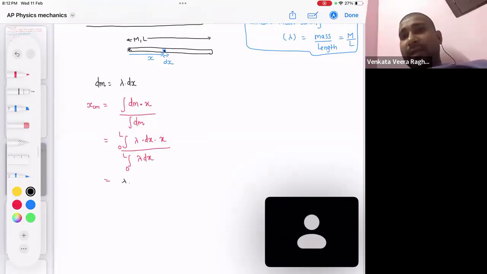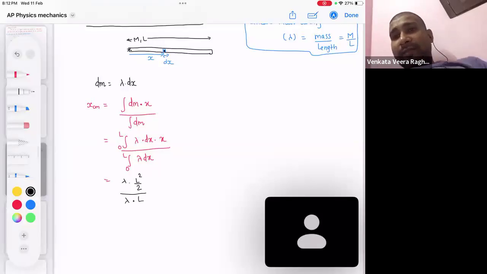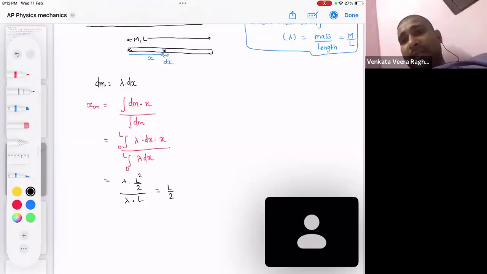X dx integration, x square by 2. Denominator again, lambda will come outside, dx integration, x will come, and if we keep the limit, L will come. So after simplifying, what are we getting? L by 2 we are getting.